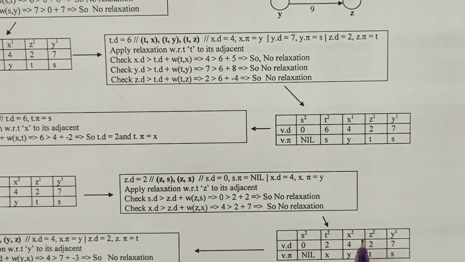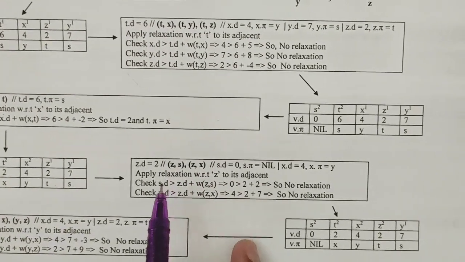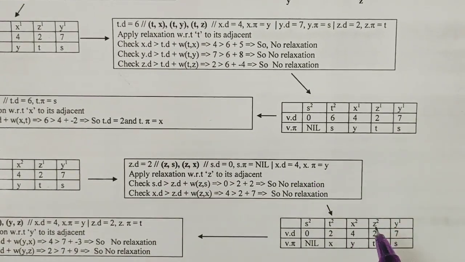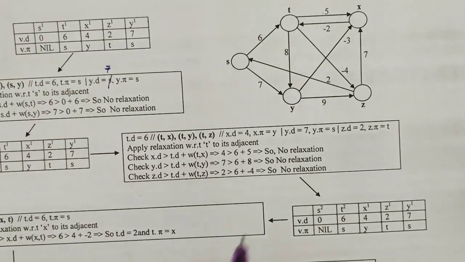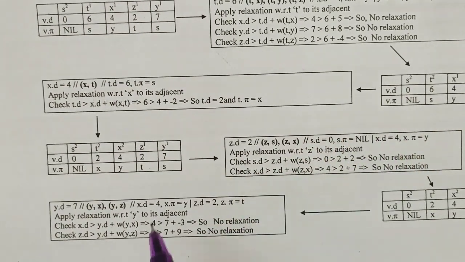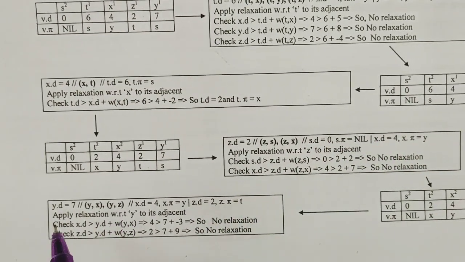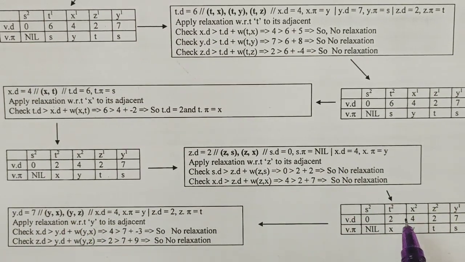So no change of d parameter value and pi parameter value of s and x. So this is the table. No change for s and x. Only there is a change: z1 was there, now it becomes z2, because all the edges from z are completed under iteration 2. Now the last two edges are there, y to x and y to z. Y dot d, as per the last table, is 7. What is x dot d? X dot d was 4, x dot pi was y, z dot d was 2, z dot pi was t.